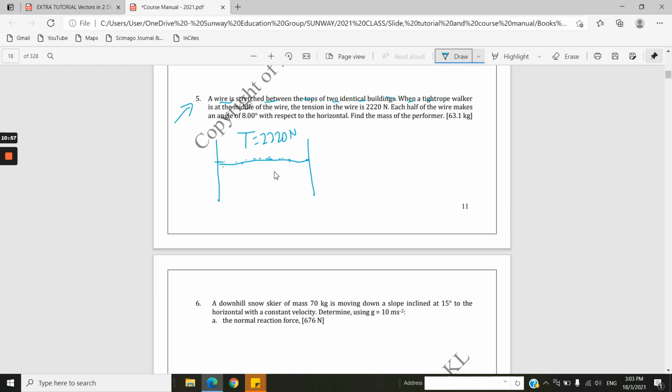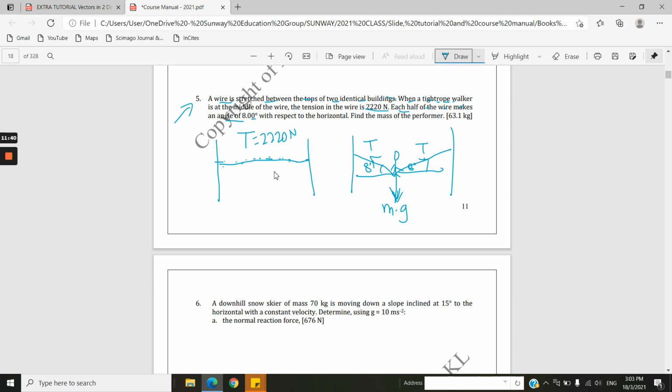When a tightrope walker walks in the middle of the wire, of course the wire will bend, right? And then this wire will have a tension, 2220 Newton. This tightrope walker has weight. You know this, right? And then the action force gives a reaction force. The reaction force will be the tension. Each half of the wire makes an angle of 8 degrees.